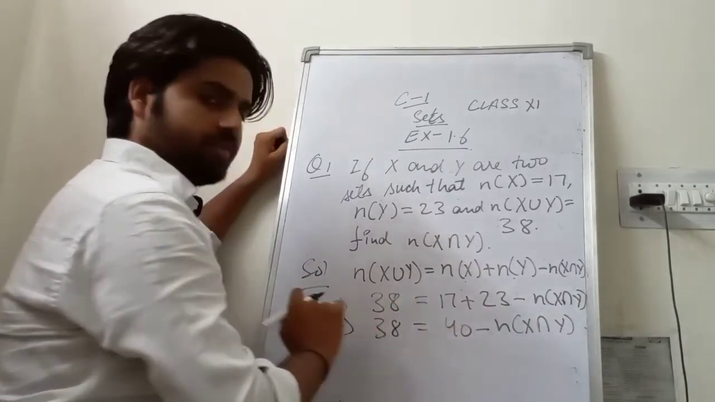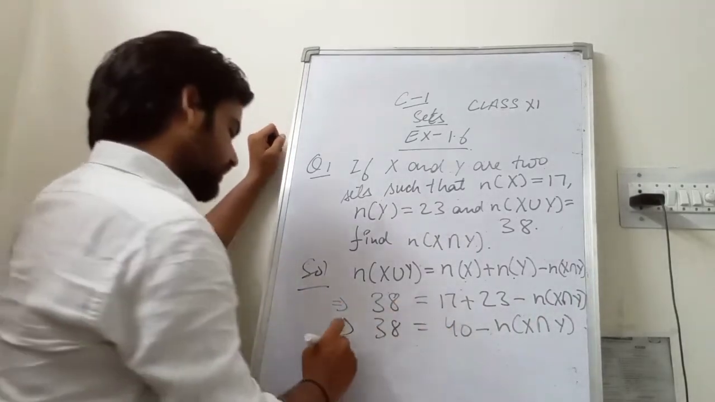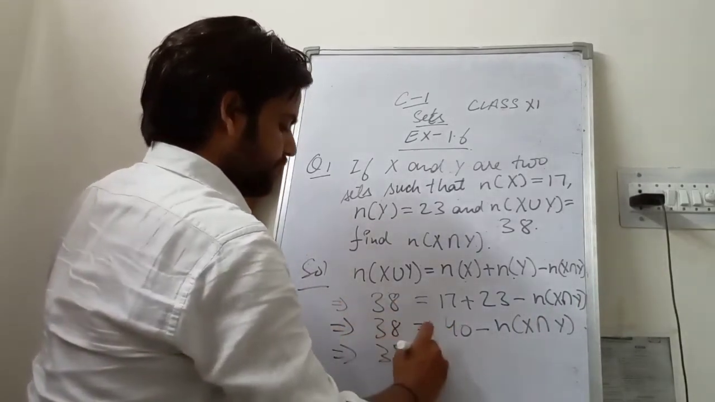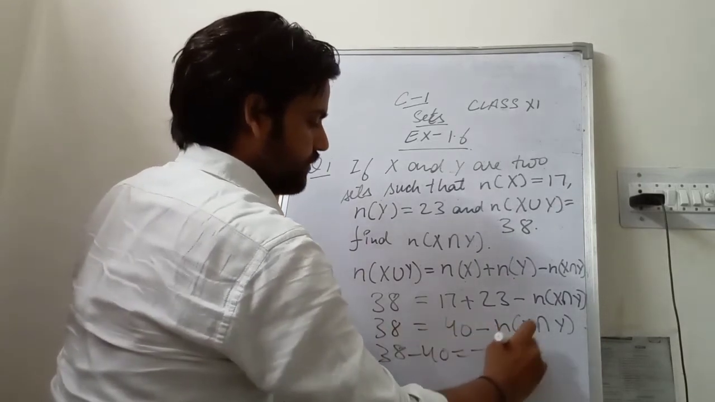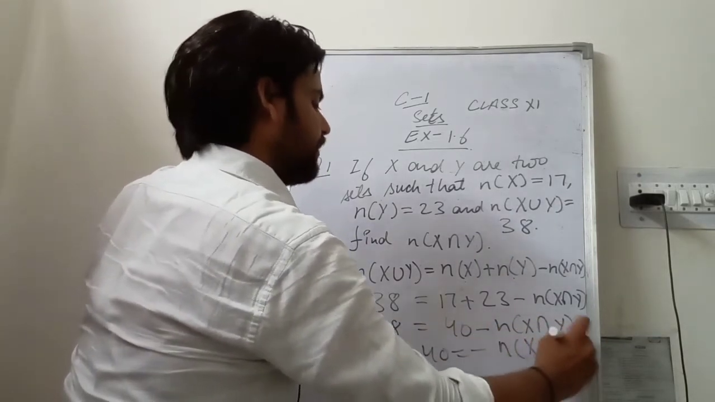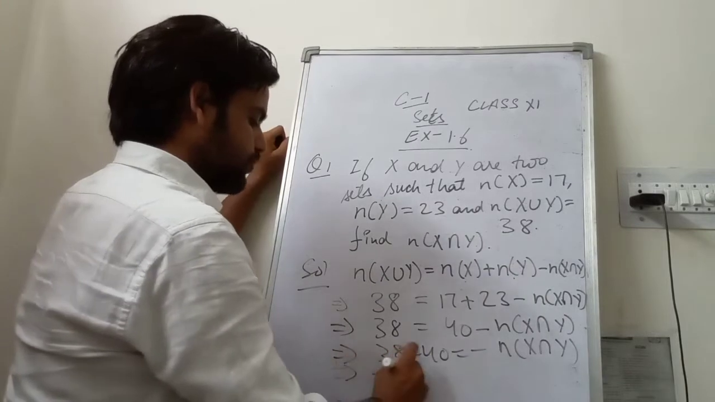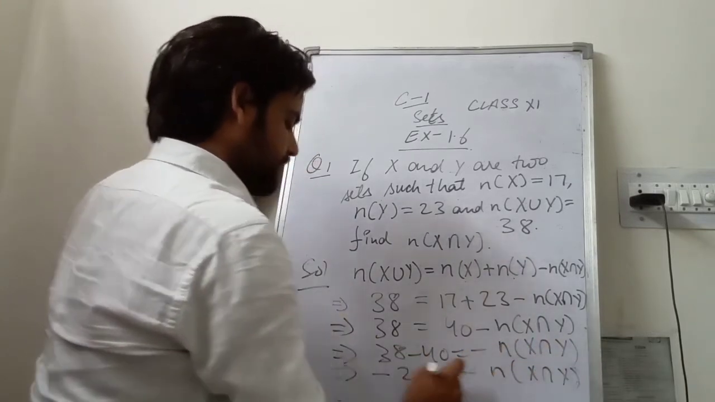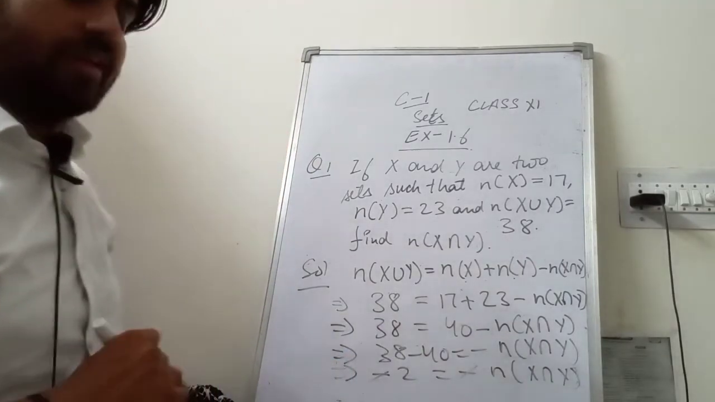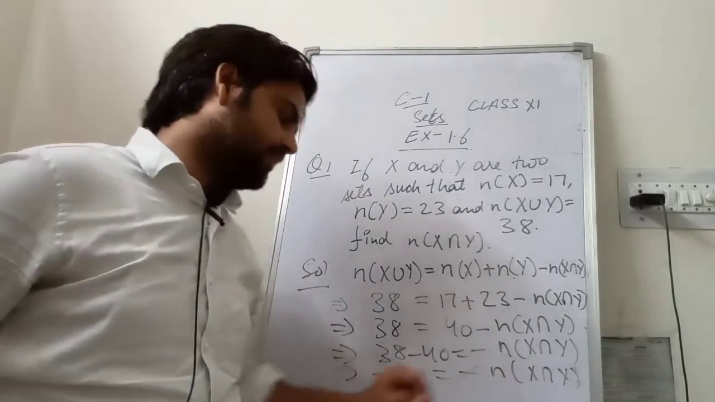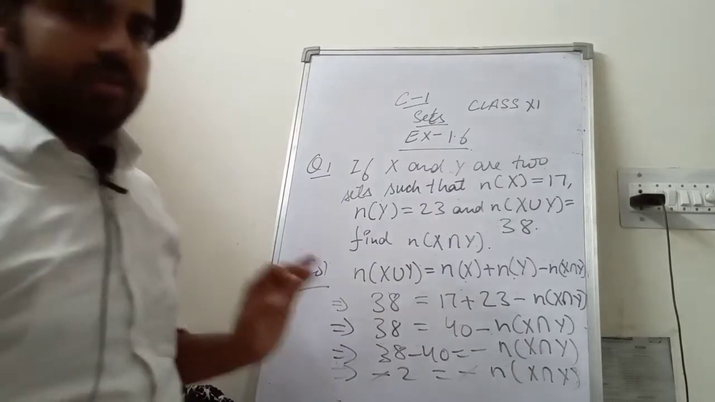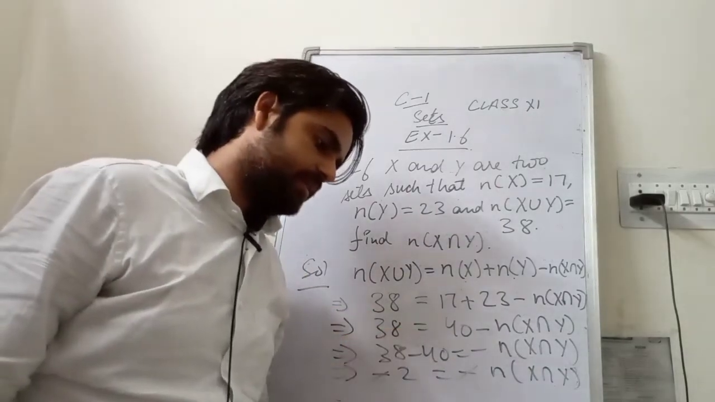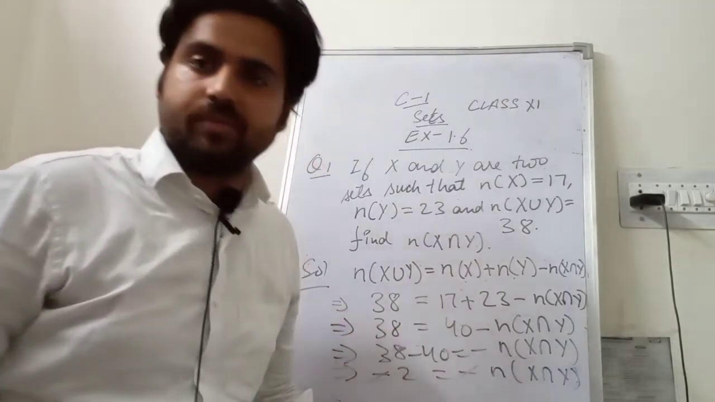So when I bring this 40 to this side, it will become negative 40. So 38 minus 40 equals minus the cardinal number of X intersection Y. This will be minus 2 equals minus the cardinal number of X intersection Y. So minus minus cancels out, and here we have the cardinal number of X intersection Y as 2. So this is the question which was given in the NCERT book, exercise 1.6 question number 1.